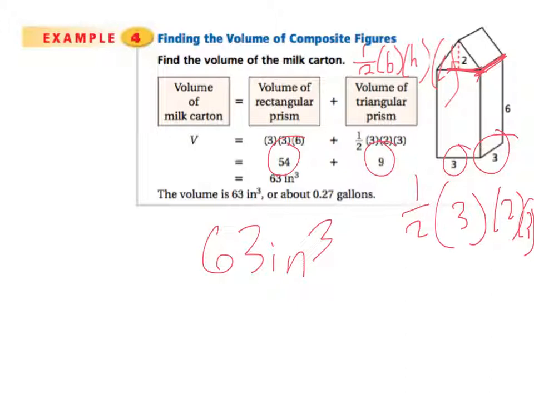So the main thing we need to remember for this figure is you have to split up the top and the bottom, because you don't know the total figure's volume unless you split them up.